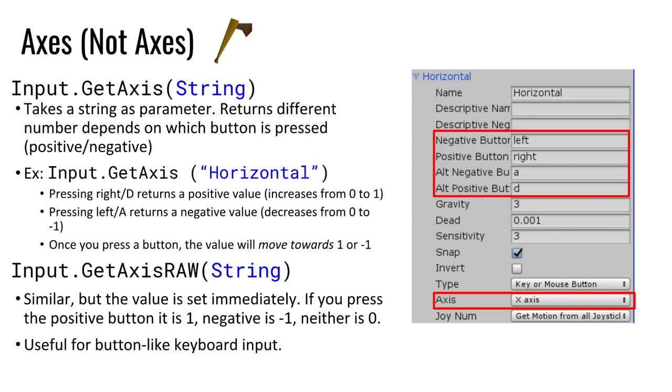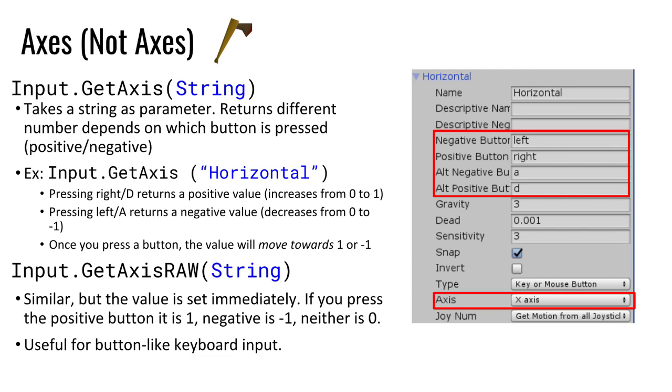And then the two functions we have to get these in code are input.getAxis and input.getAxisRaw. You pass it the name as well, exactly the same as getButton. But instead of returning a true or a false, it's going to be returning a value between -1 and 1.